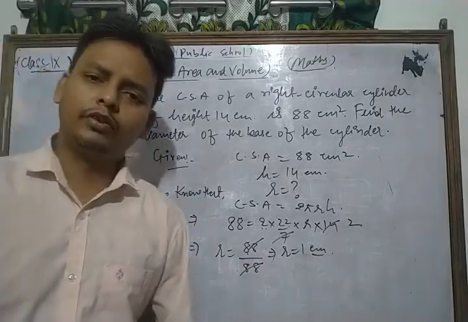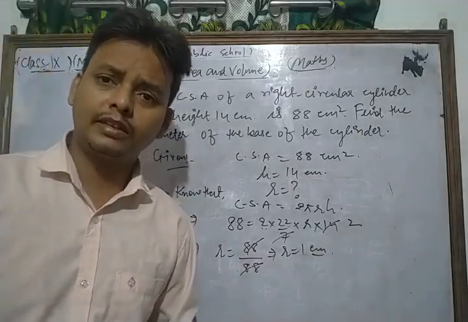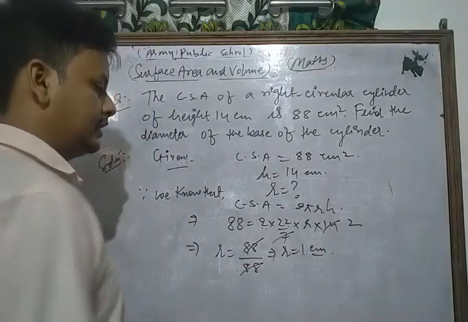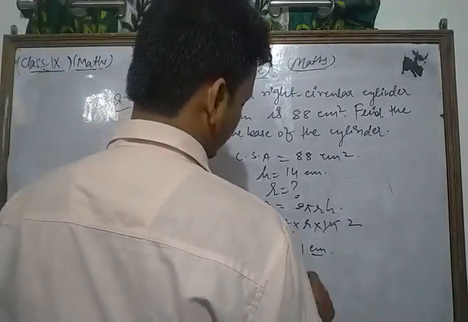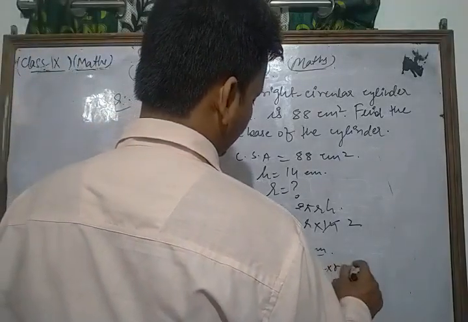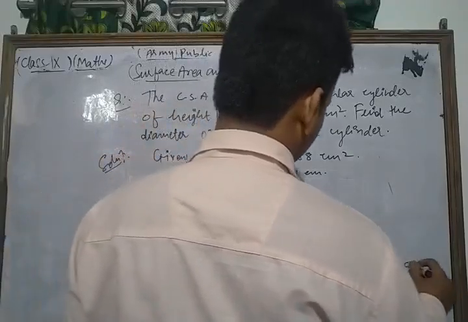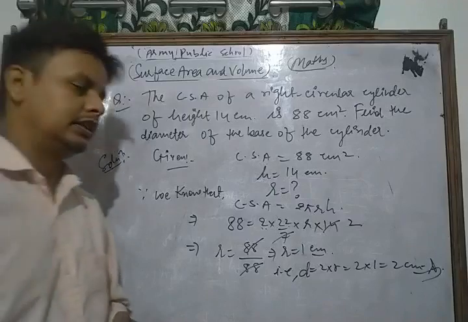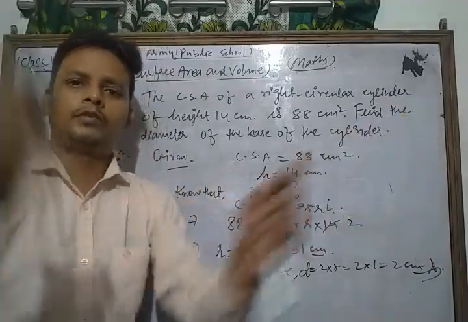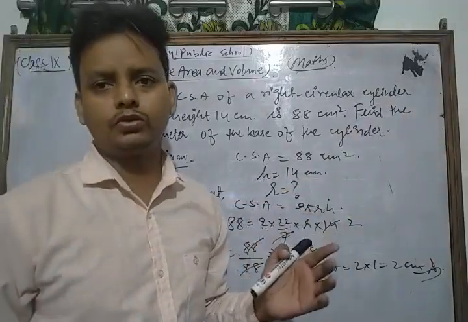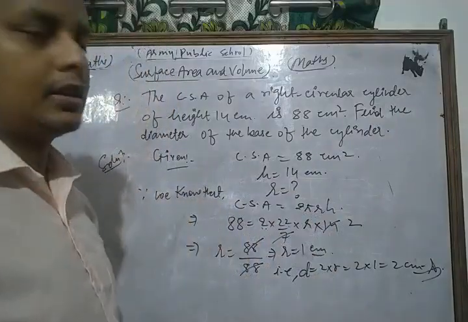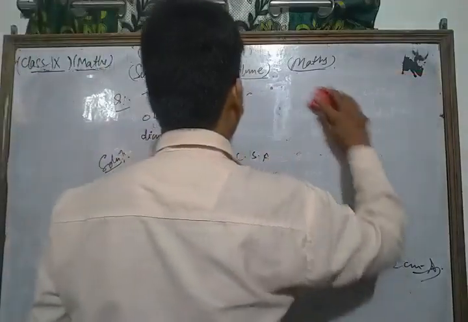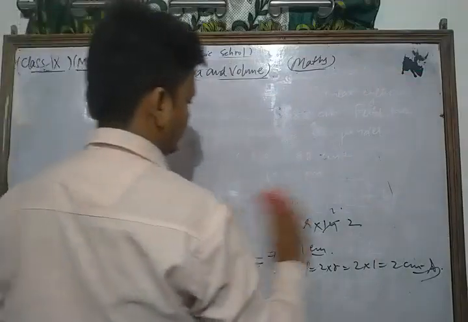So in this way, the radius of the right circular cylinder is 1. That is, diameter will be 2 into r, that is 2 into 1, that is 2 centimeter. Okay, so this is the question based on these topics. So in this way, you also solve questions based on cylinder. Now we take some other question based on these types of solids. Okay, let's see.